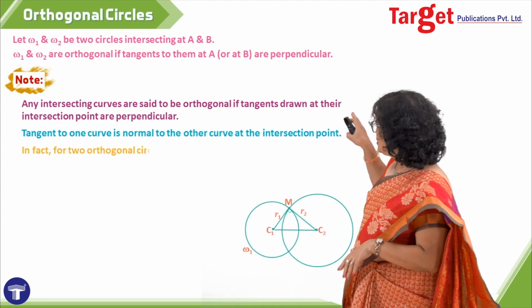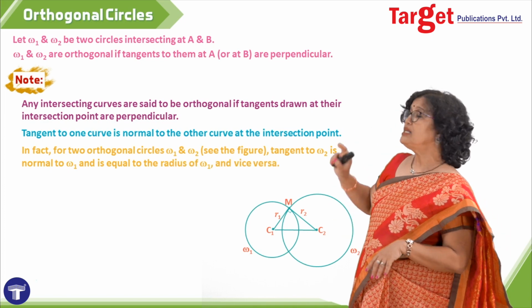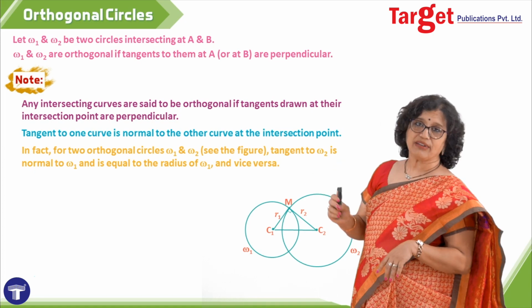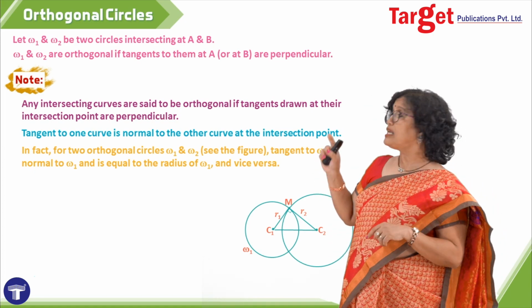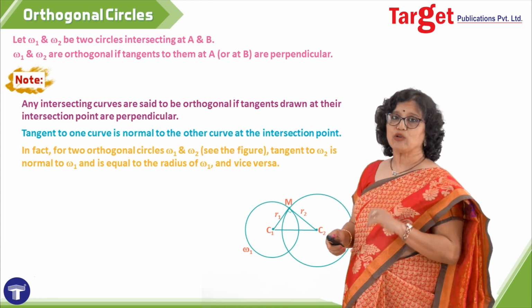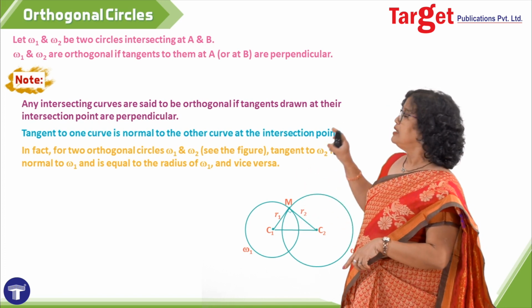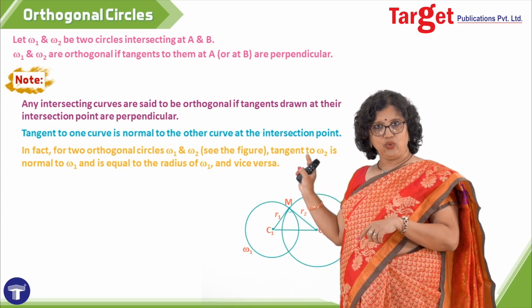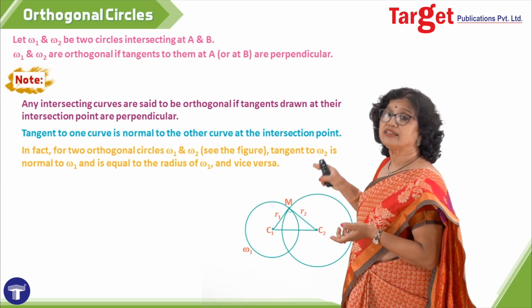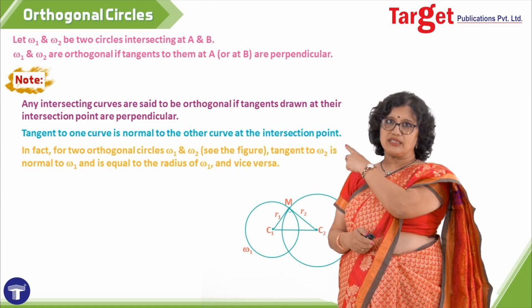And the picture is something like this, that I have drawn two circles with C1 and C2 as the centers. I have named them as omega 1 and omega 2. Their point of intersection, one of them, of course, I have named as M. I have shown their radii also, R1 and R2. Then what we are seeing in the picture here is that tangent to omega 2 is normal to omega 1, and that is nothing but the radius I have shown as R1. And similarly, the other way also you can see for R2.